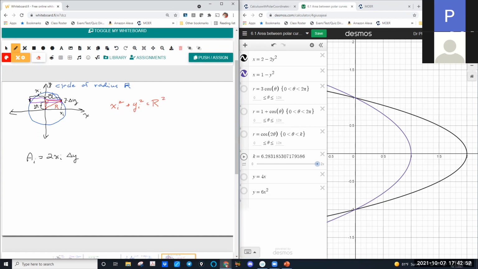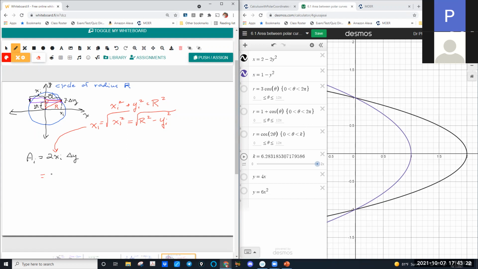We want to sub out x sub i and put in y sub i. So we're going to solve this for x sub i. So x sub i squared equals R squared minus y sub i squared. And then we'll square root both sides. So there is x sub i in terms of y sub i. That'll get plugged in right here.